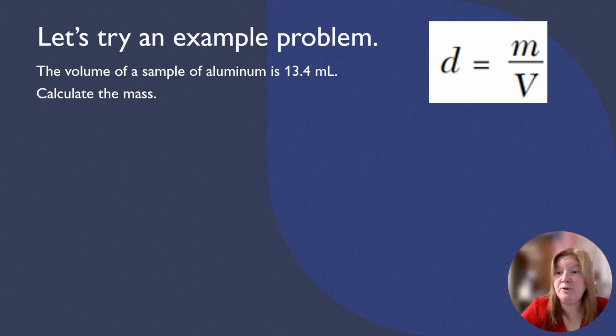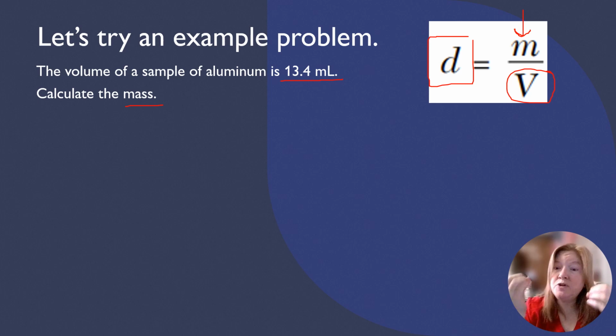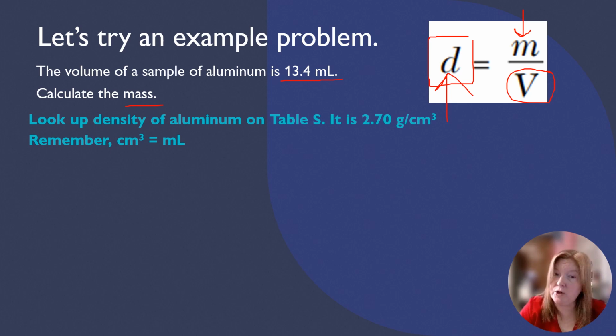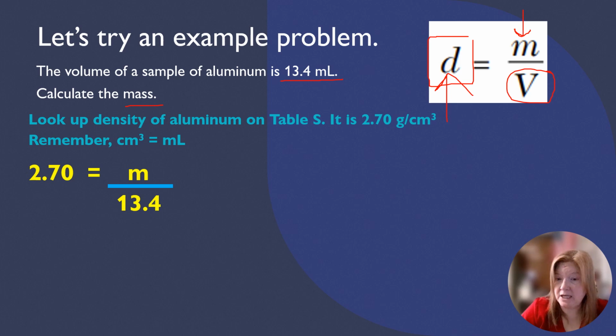So the volume of a sample of aluminum is 13.4 milliliters. Calculate the mass. Okay, so here's the formula. That means, what do I know? I know this, which is volume. I need to calculate the mass. So that means I have to find the density from somewhere, but there's no other number in the problem. If there's no other number in the problem, what should you think? Oh my goodness, it's on the reference table. So where can I find density on the reference table? Yeah, on table S. I just look it up. So you find aluminum and you see that is its value. Now I plug the numbers in where they belong.